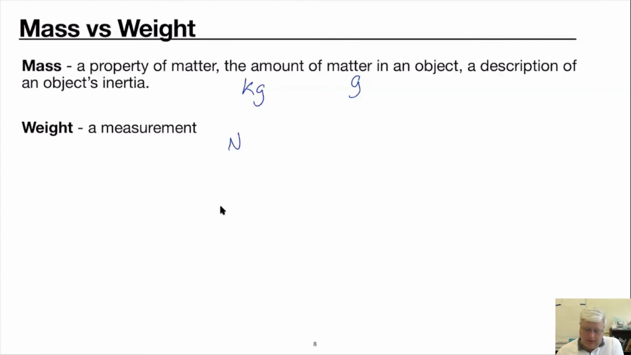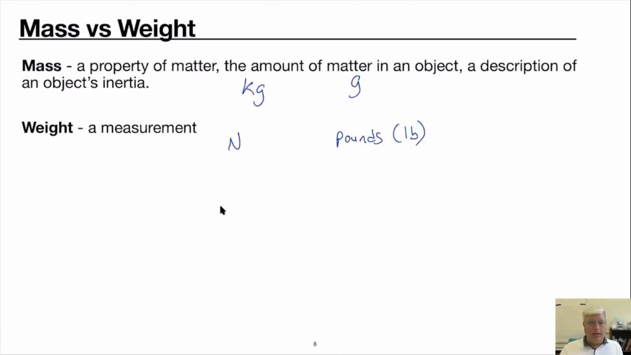We often here in the US use pounds, right? If we want to talk about the weight of something, how much do I weigh? But to say maybe you weigh 50 kilograms, that's not accurate, because kilograms is a unit of mass, not weight. So it's completely inaccurate to say that you weigh a certain amount of kilograms. You have a certain amount of mass of kilograms.